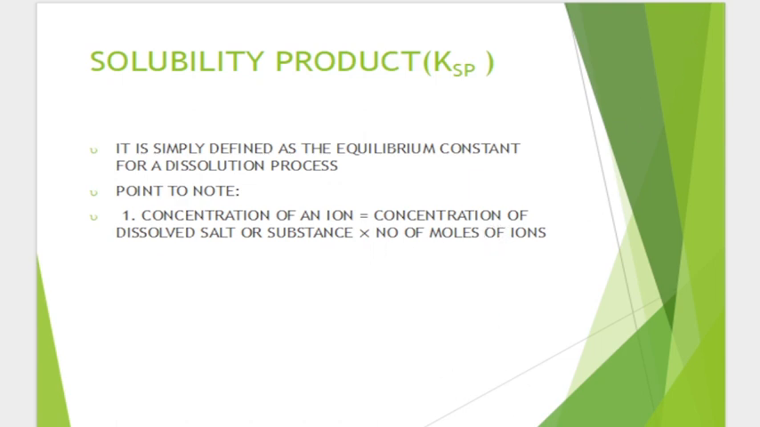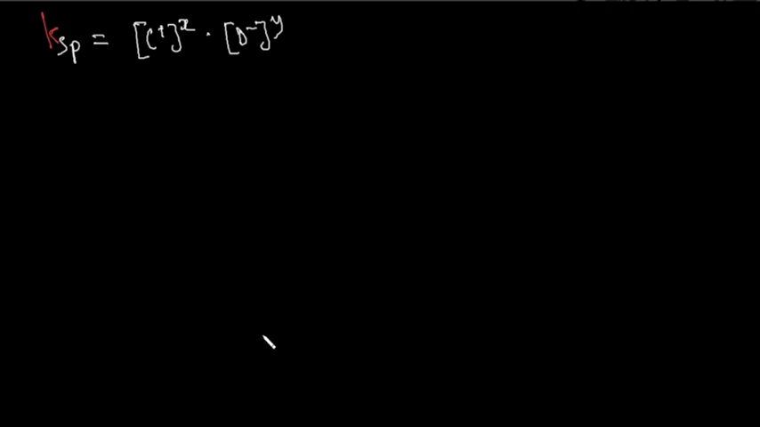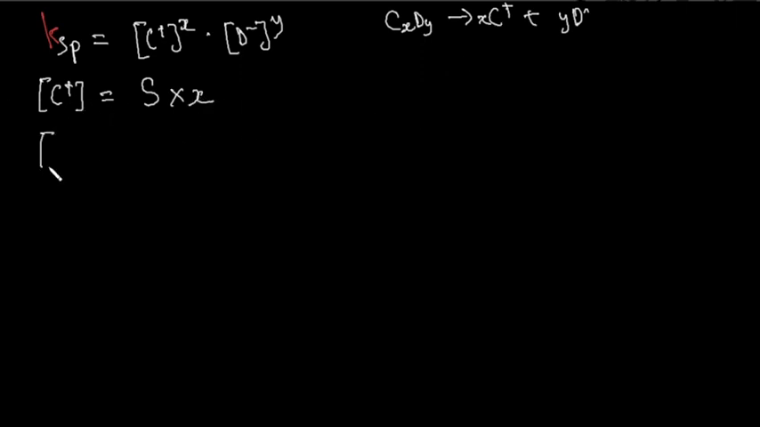And what is this trying to tell us? That anytime we are looking for concentration, note, the square bracket indicates concentration. So if I'm looking for the concentration of C+, it is going to be expressed as the solubility of the salt that produced it. Remember that it was CxDy that dissolved to produce xC+ and yD-. So it is going to be equal to the solubility or concentration of that salt, multiplied by the number of moles of C. What is the number of moles of C in the balanced equation? X. Which means that if I'm looking for the concentration of D, it is going to be the solubility of the salt that produced D multiplied by the number of moles of D, and that is Y.